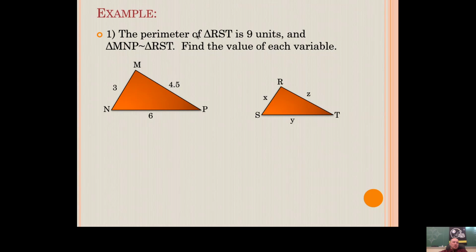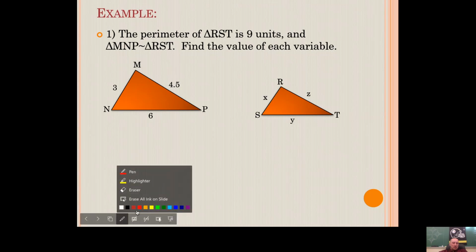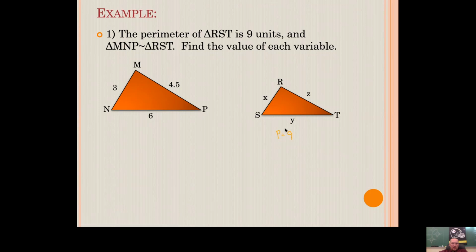They're telling us the perimeter of triangle RST, that's this little guy here, is 9. So perimeter equals 9 for that little guy. That means these three sides add up to 9. These two triangles are similar. That's really important. Find the value of each variable.